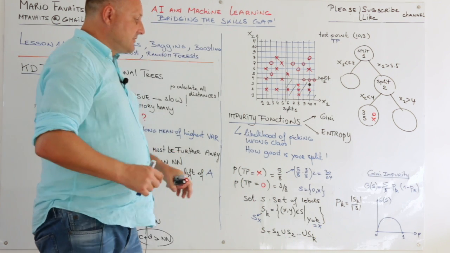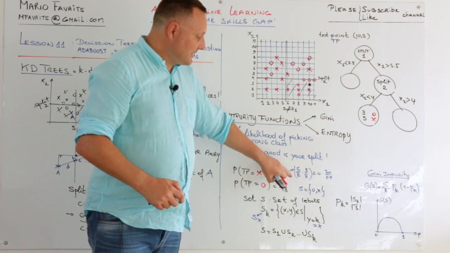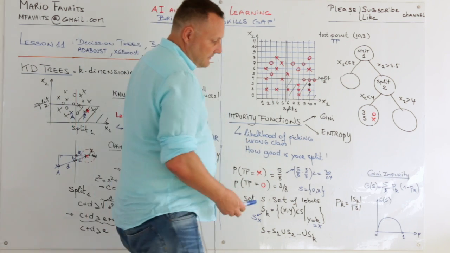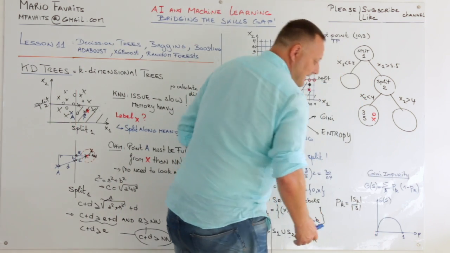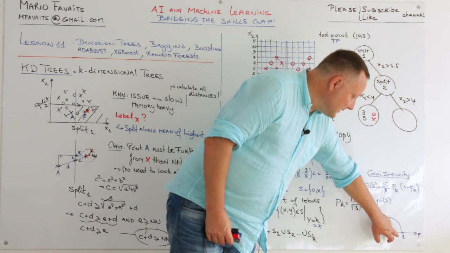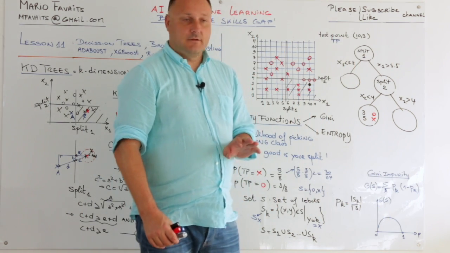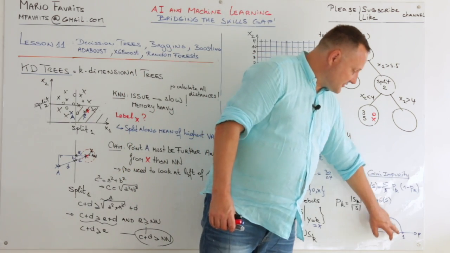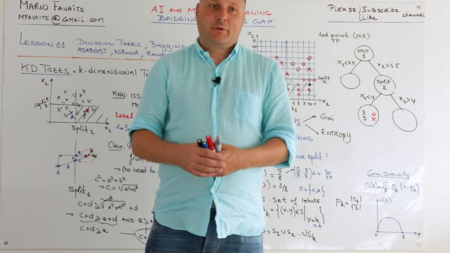You see here that your Gini impurity is quite high. You're going to be roughly in the middle here. And this is not what we want. We want to be as pure as possible without overfitting. So we want to be as close to 0 and 1 as possible without overfitting.